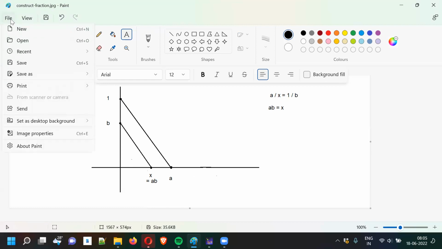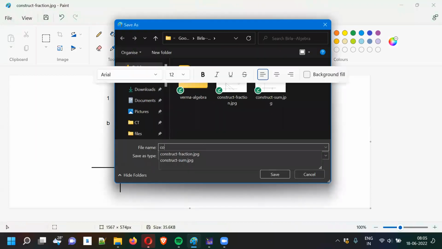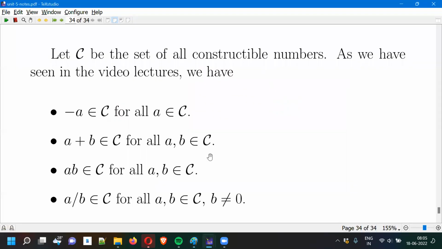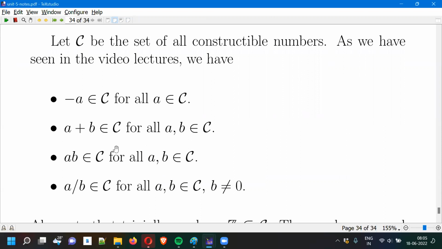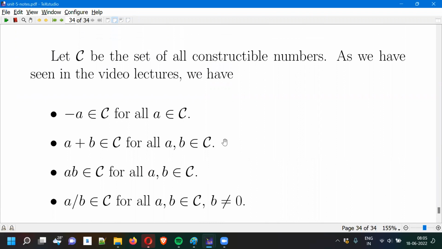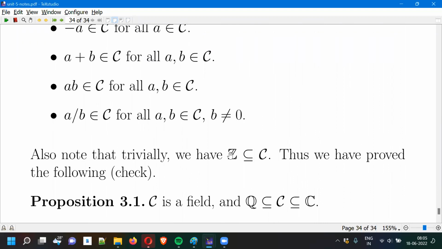So let me save this also. And that's it, we are done. So what have we proved? So by definition, negative numbers are constructible. If A and B are constructible, A plus B is constructible. If A and B are constructible, A times B is constructible. If A and B are constructible, B non-zero, then A by B is constructible. So all the field operations work. Okay. Therefore, the set of constructible numbers forms a field, and trivially it contains all integers.